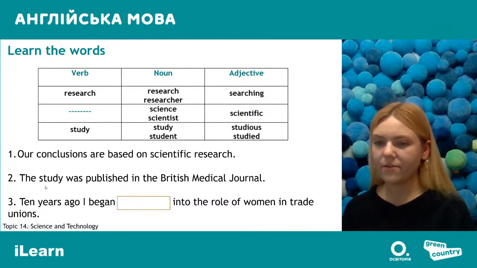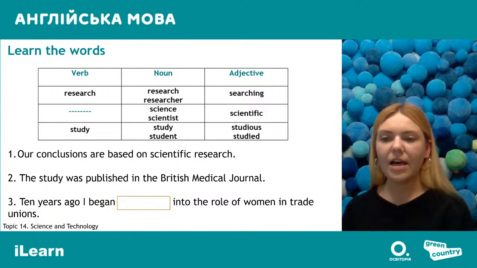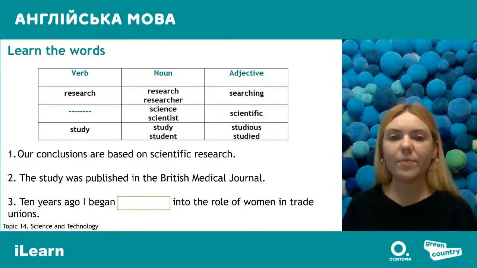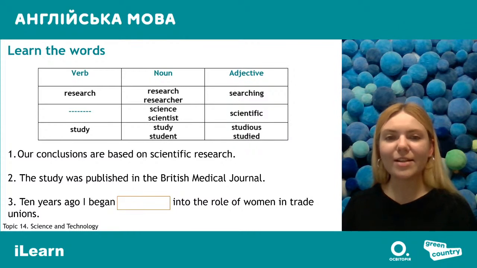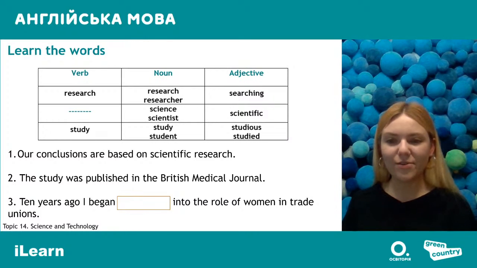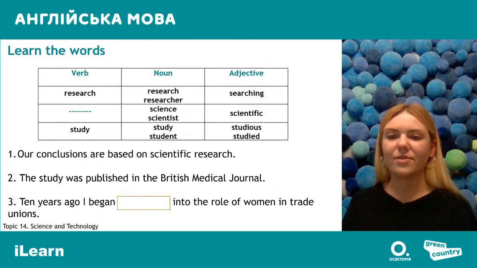So let's stop here for a second. Let's think in number 2. Is it possible to use research? Here we can't use research in number 2. We use the study because research is more about the process. So that is a complex process of studying something, finding out something. But the study is more about the result. So we can't publish the research itself, but we can publish, for example, the findings of the research or the results of the research or the study.